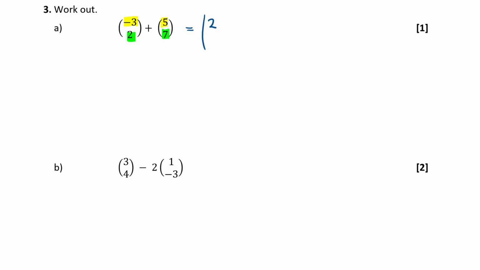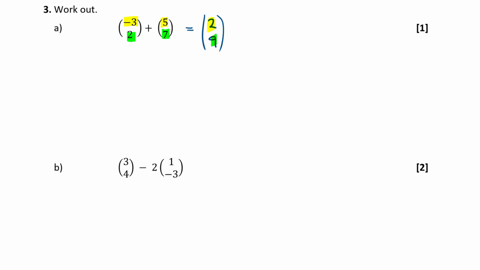And then I'm going to be adding the 2 and the 7 together. 2 plus 7 is 9. Okay, so the yellow ones gave me that one, the green ones gave me that one.